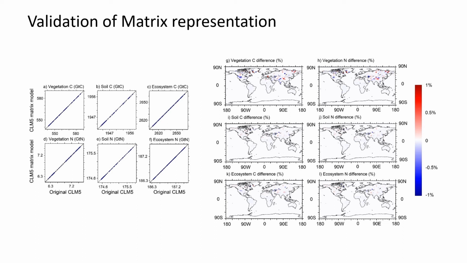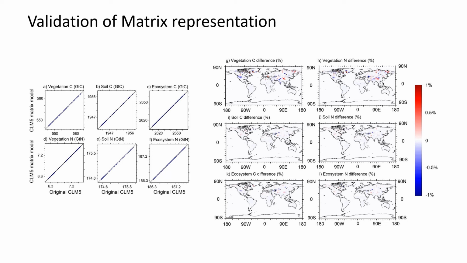It is worth mentioning that the matrix model is not an exact representation of the original model because different processes in the original model are updated stepwise, while all processes in the matrix model are updated simultaneously. However, our validation results show that the relative differences of soil carbon and nitrogen are less than 1% for most grid cells. Only 0.4% and 0.5% of the grid cells in vegetation carbon and nitrogen storage respectively diverged by more than 1%. See the figure on the right-hand side.